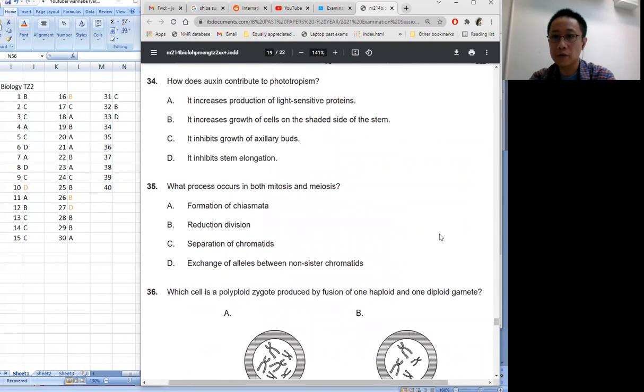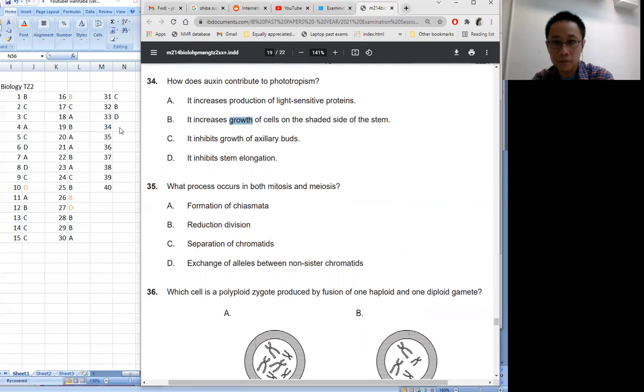34, how does oxygen contribute to phototropism? It increases, well, more like their transport is the result of light-sensitive proteins, the phototropins, detecting light, mostly blue light, but I don't think A is correct, because auxin in the presence of light-sensitive proteins gets transported to the dark side. So I think B is reasonable. If they change this to elongation, I think that would be better.